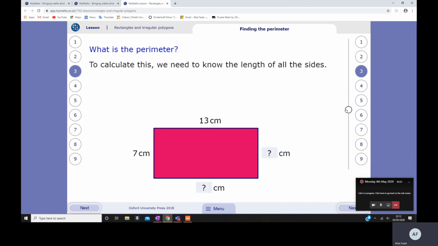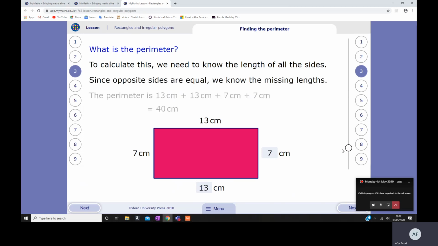To calculate this, we need to know the length of all the sides. Since opposite sides are equal, we know the missing lengths. The perimeter is 13, add 13, add 7, add 7, which equals 40 centimetres. So here we don't put squared because it's not area, it's just centimetres, because it's all the edge, that's what you're counting. So 13, add 13, add 7, add 7.